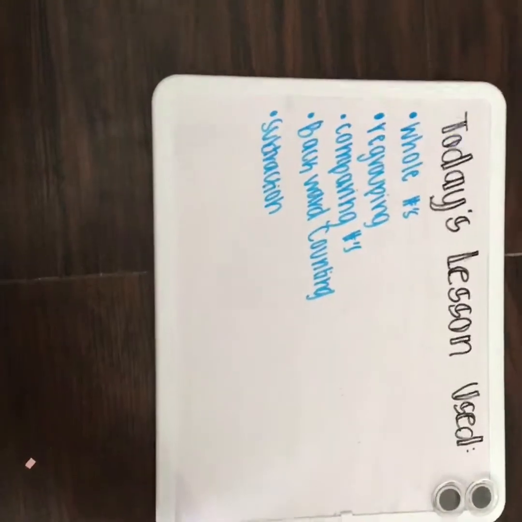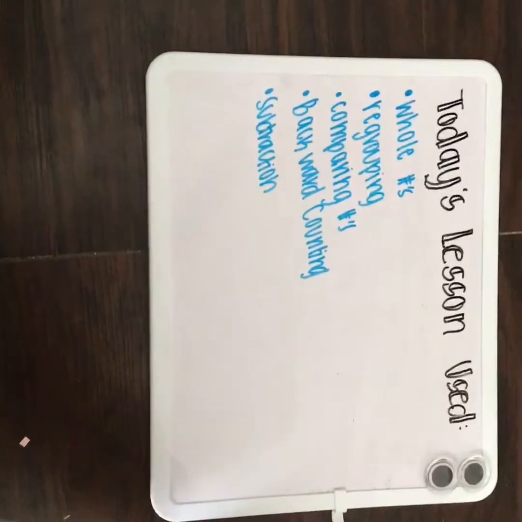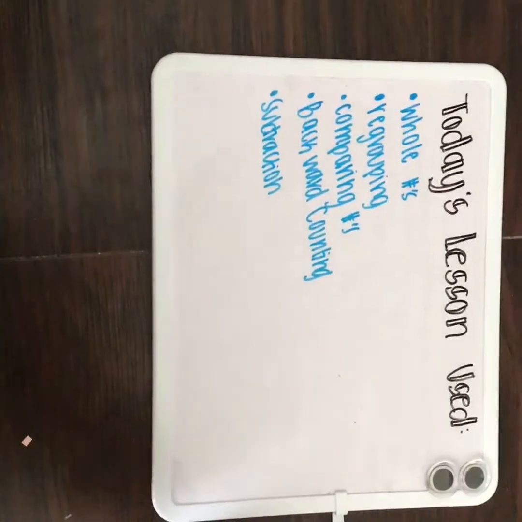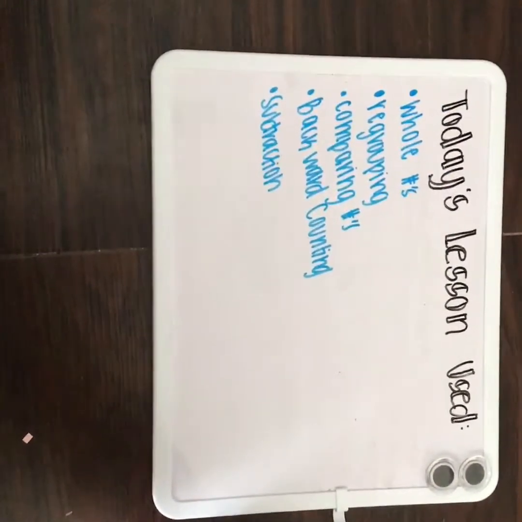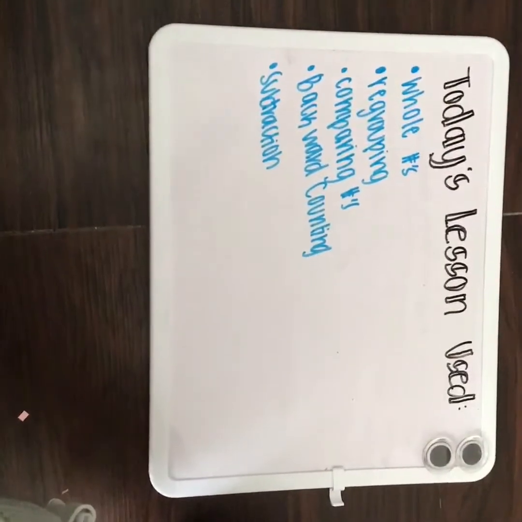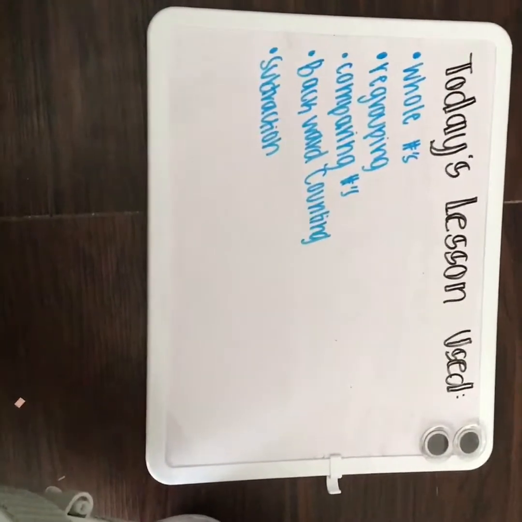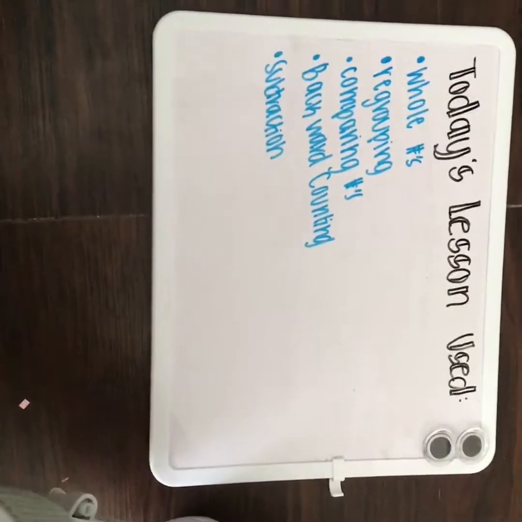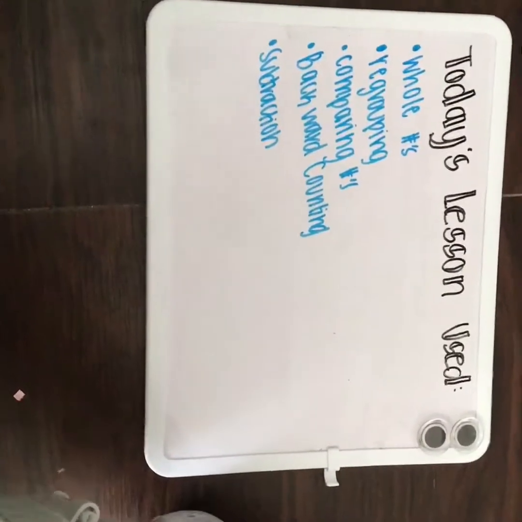There are a couple connections that were learned in this lesson. First, subtraction equations can be solved through backward counting on a number line. Whole numbers can be regrouped to find the difference between two numbers, and when you subtract, a student can compare numbers to find the difference of an equation.